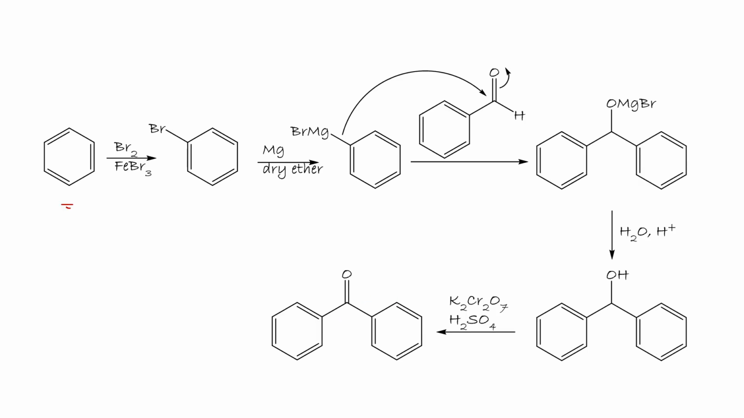Reacting benzene with bromine and iron 3 bromide, you get bromobenzene. React with magnesium in dry ether, you get phenyl magnesium bromide, which adds to benzaldehyde to give the salt. Hydrolysis with water gives diphenyl methanol, which upon oxidation with chromic acid gives benzophenone.